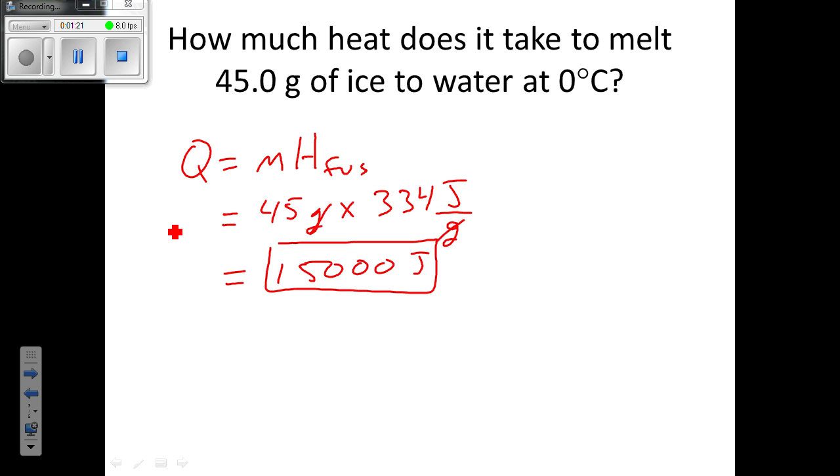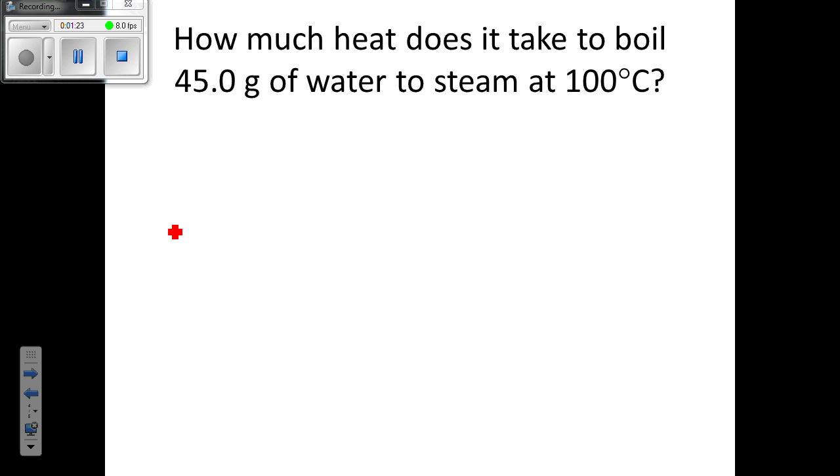Okay, now let's do another one with the same amount of water. This time we're going from water to steam. Okay, now we're going to use the Q because we're just changing from water to steam. We're just in another flat section. This time it's the H of vaporization. So that'll be 45 grams times 2,260.